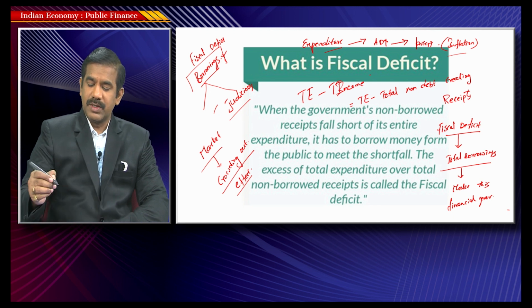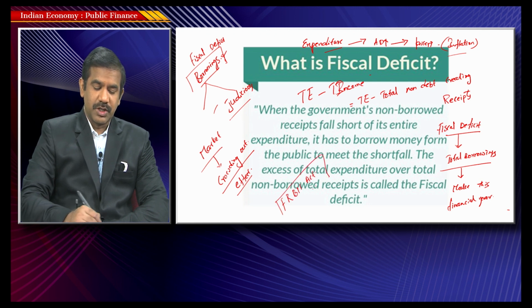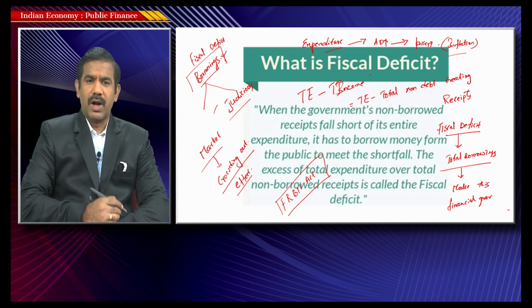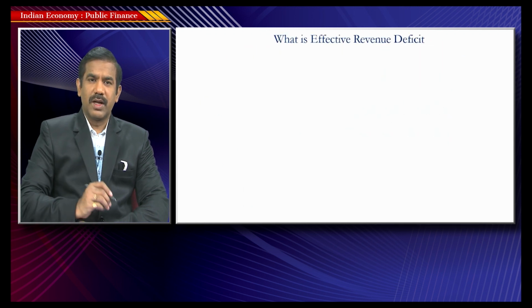And that's the very basic purpose of what we call the FRBM Act, just to impose certain reasonable restrictions on the government's ability to borrow. And I guess you are already aware that FRBM stands for Fiscal Responsibility and Budget Management Act. Now let's look at the other important deficits.